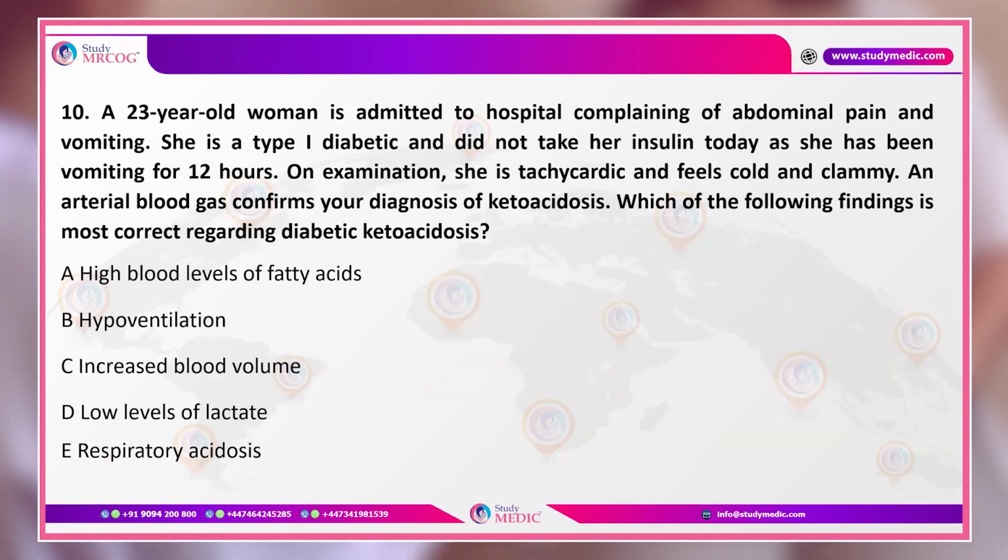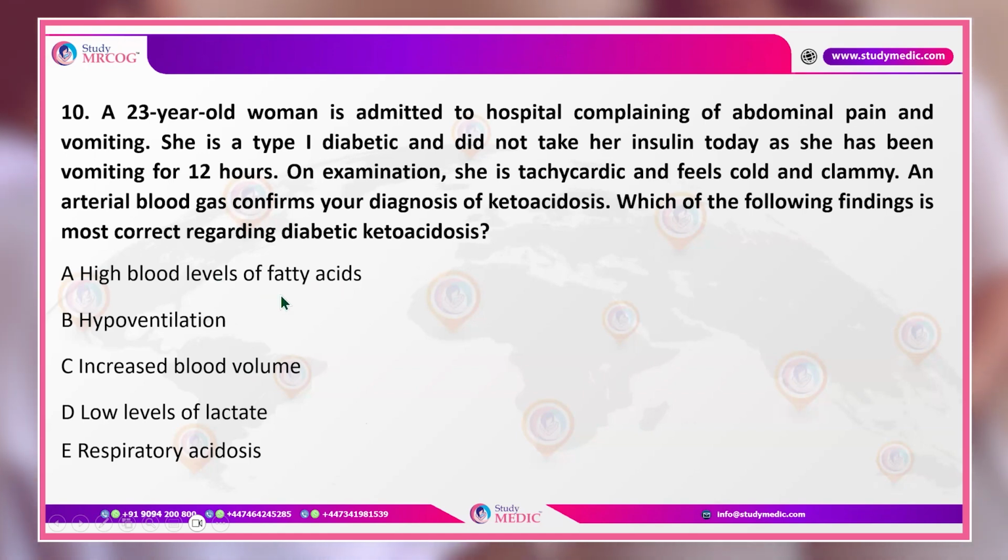So certainly whenever you see diabetes, it is not the respiratory, it is the metabolic version. In acidosis, they can be in anaerobic situations, so low levels of lactate might not be seen. And she is definitely having vomiting, blood volume will be low, but here it is saying increased blood volume. Then hyperventilation, she is tachycardic, in ketoacidosis there will be Kussmaul's hurried breathing. So now in ketoacidosis, what will be the best thing? Here the answer is high levels of fatty acids.